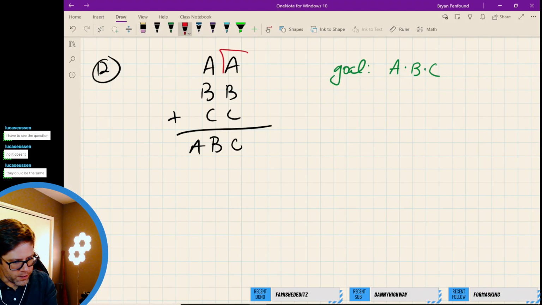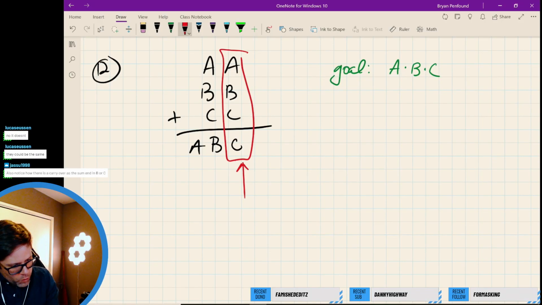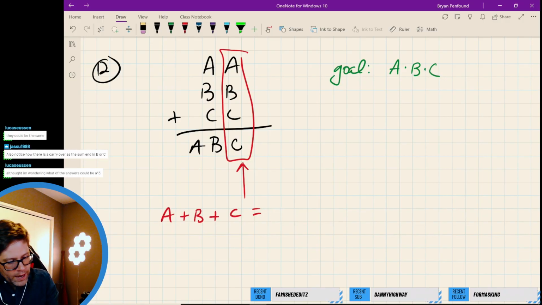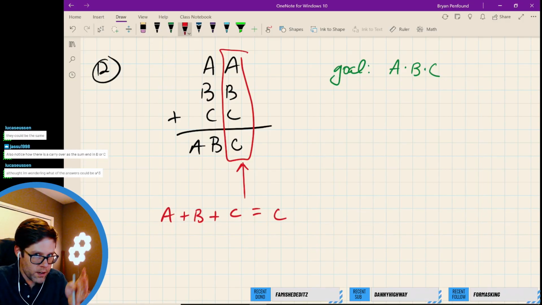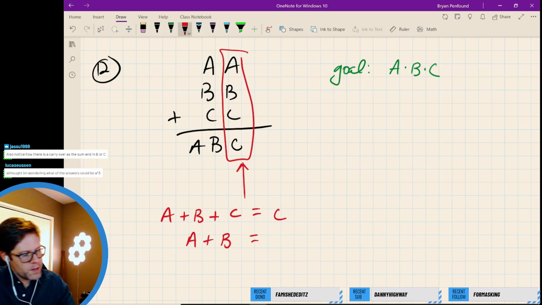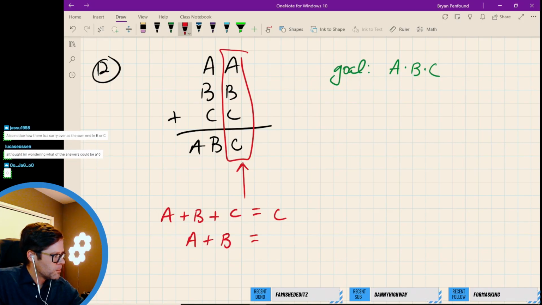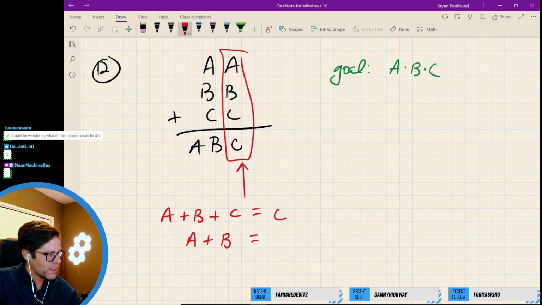So let's take a look at this first. This is interesting information. So we know that A plus B plus C is equal to C as digits. And these are digits between 1 and 9. So what does that tell us about A plus B? A plus B has to be equal to what? Jag, you're close. I think A plus B has to be 10.